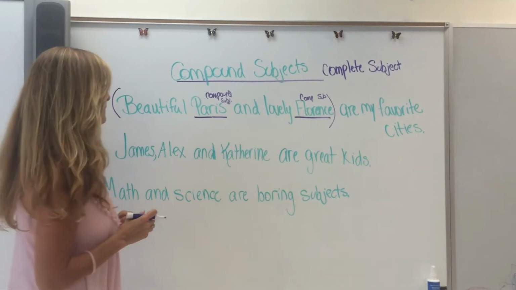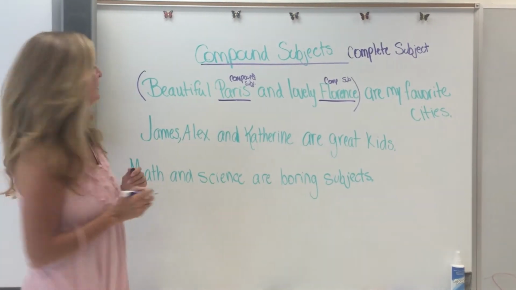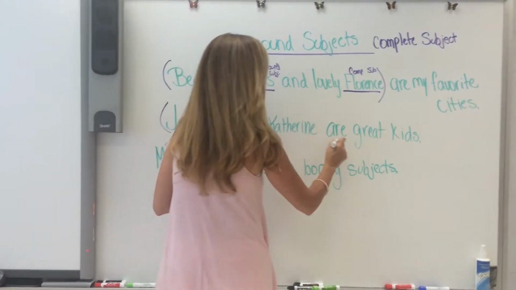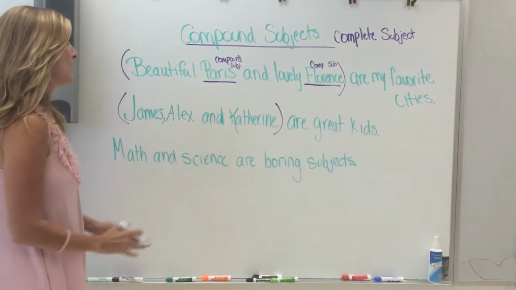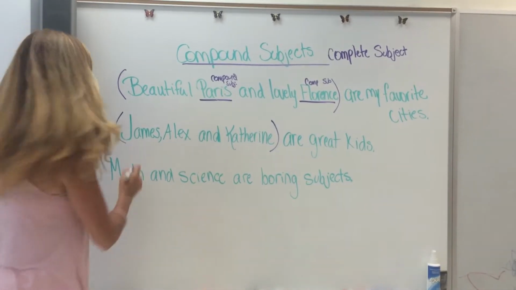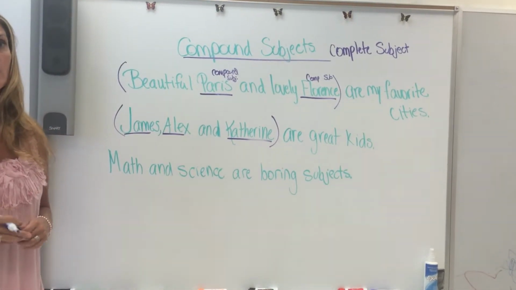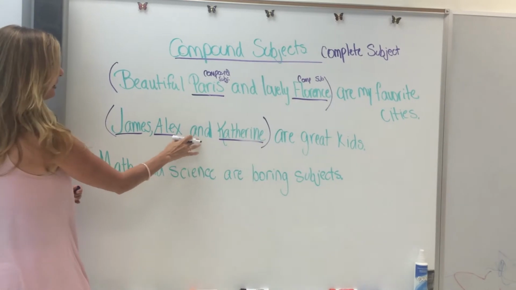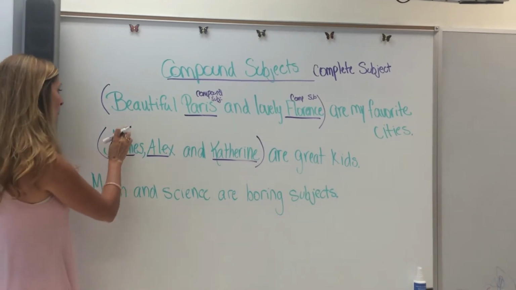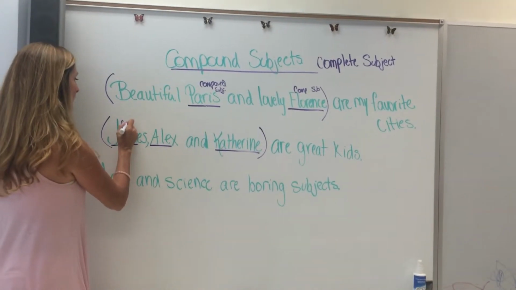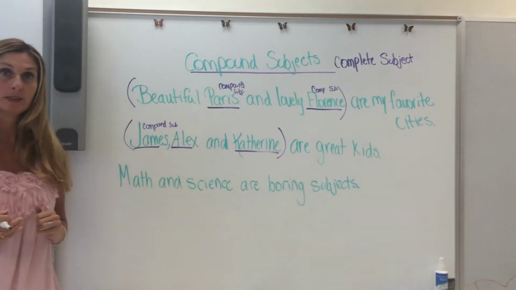Here we go. Look at another one. James, Alex, and Catherine are great kids. Yikes, that's more than two. So our complete subject is James, Alex, and Catherine. That's our complete subject. But now I have three subjects in this sentence. I have James, I have Alex, and I have Catherine. We don't underline the conjunction for our compound subjects. It is part of the complete subject, but it's not a compound subject. Stay with me. So James, Alex, and Catherine, they are going to be my compound subjects within my complete subject.